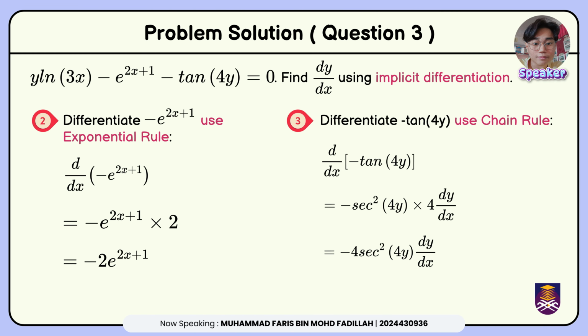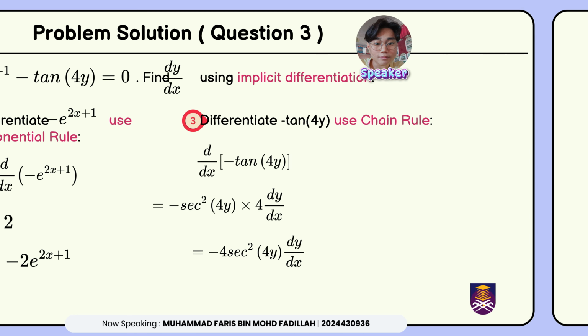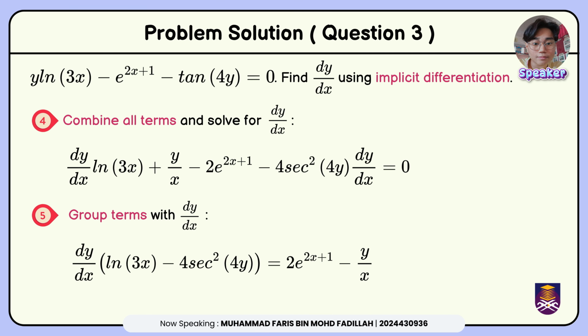Next, there is an exponential term and we apply the exponential rule, which is straightforward, and we get negative 2e power of 2x plus 1. Then we have something like negative tan 4y, which is a bit more tricky. For this, we use the chain rule because it's a composition of functions. When we differentiate negative tan 4y, we get negative 4 sec squared 4y multiplied with dy over dx.